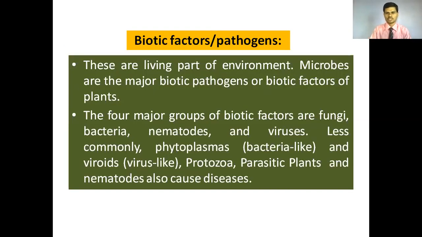Biotic factors or biotic pathogens. These are the living part of the environment, called microbes. The four major groups of biotic factors are fungi, bacteria, nematodes, and viruses. We earlier saw their pictures also. Fungi, bacteria, nematodes, and viruses. These are the major biotic factors. Then phytoplasma, protozoa, parasitic plants, and nematodes are also biotic factors.